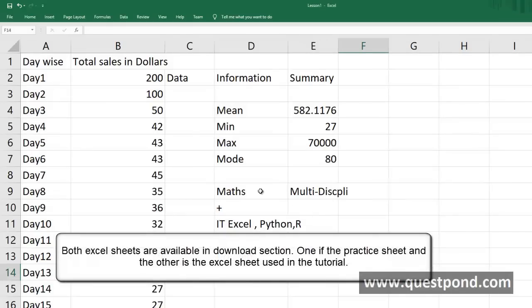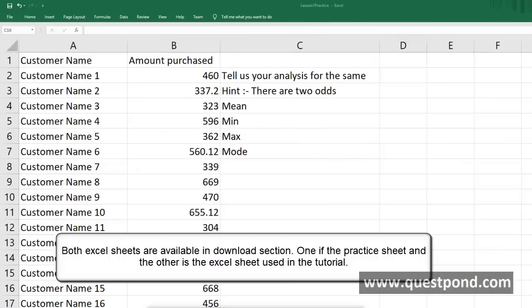At the end of the session, I'm giving you two Excel sheets. One is the Excel sheet on which I showed the demo, lesson1.excel. The other is the practice Excel sheet, in which I'm giving you another data set, and I want you to find out the mean, min, max, and mode. I'm giving you a hint: there are two odds in this summary. So try to find out those odds.